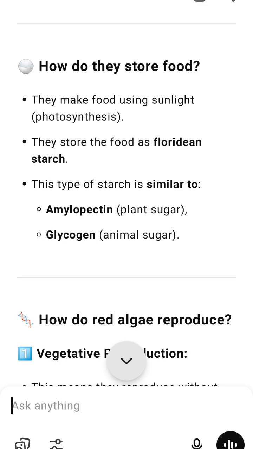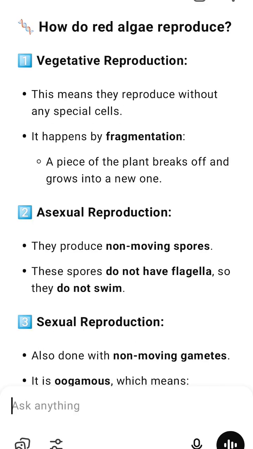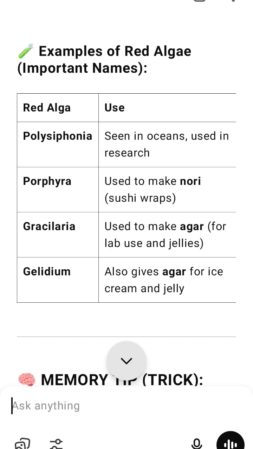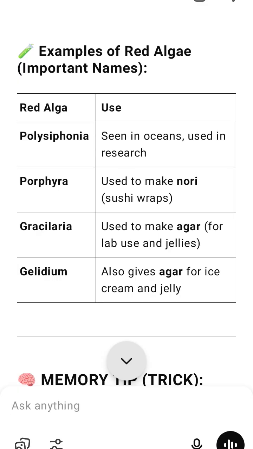Key points to remember. Red algae live mostly in seawater. They appear red due to a special red pigment. They can live in deep or shallow water. They reproduce in 3 ways: fragmentation, non-moving spores, and non-moving sex cells. They store food as Floridean starch. Porphyra, Gelidium, and Gracilaria are very useful red algae.